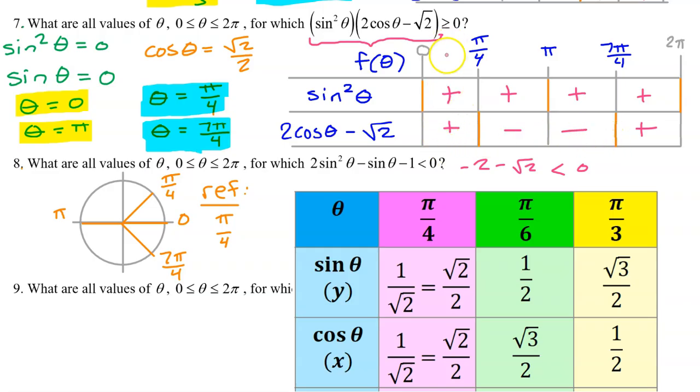What about the overall sign of f of theta? Well, a positive times a positive is a positive, a positive times a negative is a negative, a positive times a negative is a negative, and a positive times a positive is a positive.